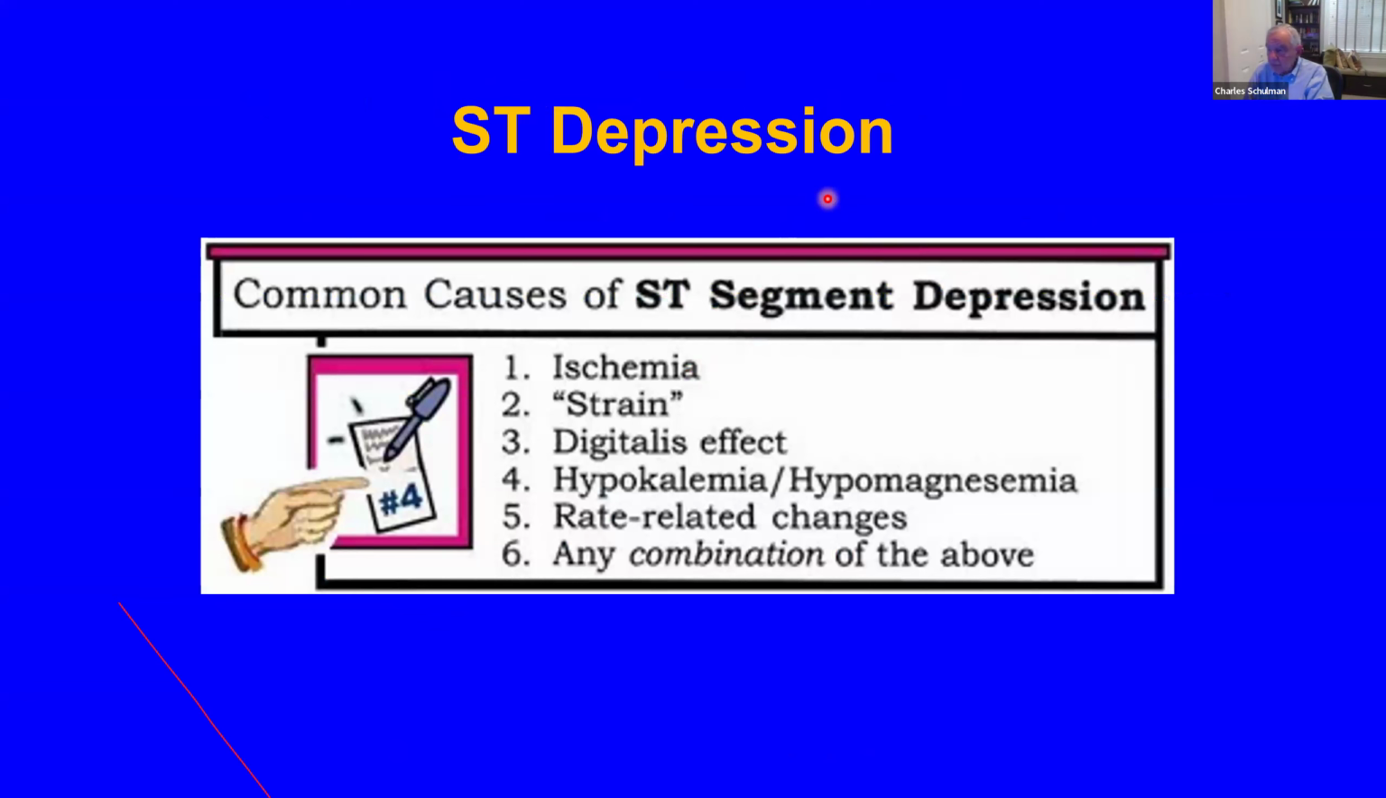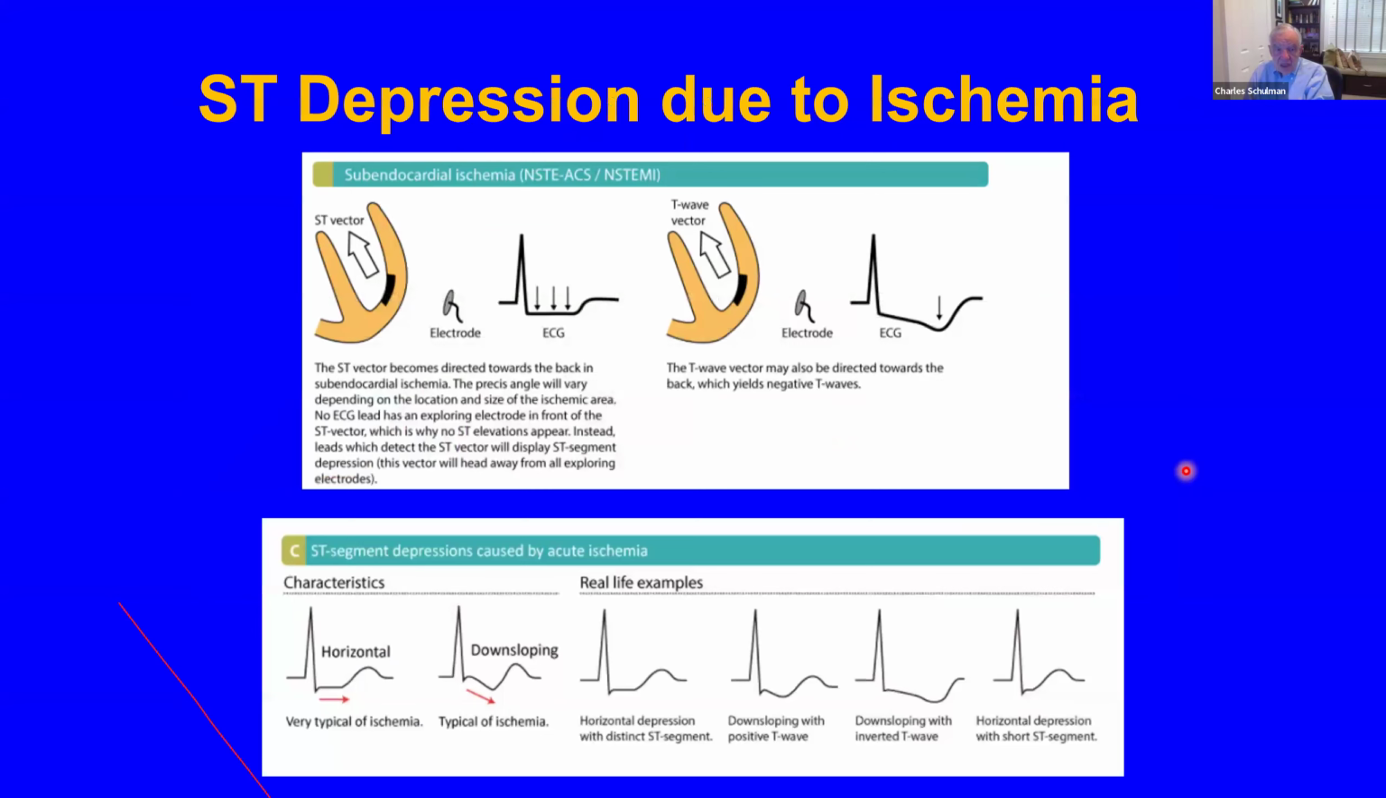Okay, so now we move on to ST depression. The common causes of ST depression are ischemia, what's called strain, digitalis effect, hypokalemia, hypomagnesemia, and some rate-related changes. In the case of ischemia, which is not transmural, considered to be subendocardial, the vector is traveling away from the electrode, hence ST depression. T-wave vector, same thing.